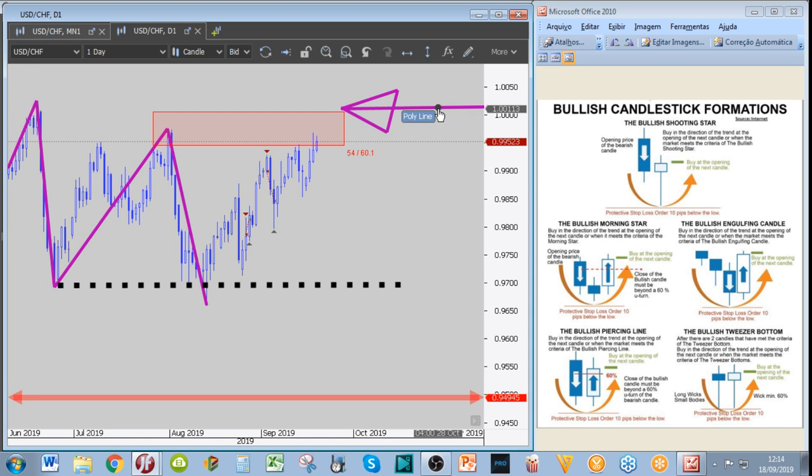Okay, now we have the bullish candlestick formation, so we are going to look at the USDCHF on the smaller scale. We are going to go on the 2-hour chart and try to identify the bullish shooting star, the bullish morning star, the bullish engulfing candle. You don't need to know the names, you don't need to remember them, you just need to see. So let's go from the daily, we're going to jump on the 2-hour chart.